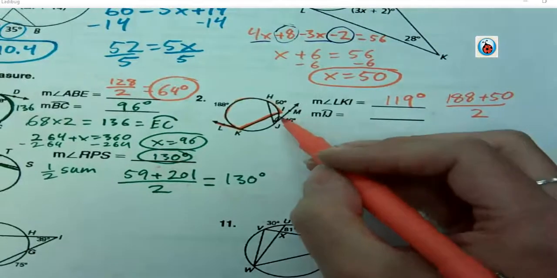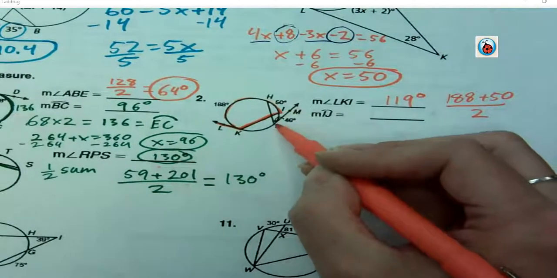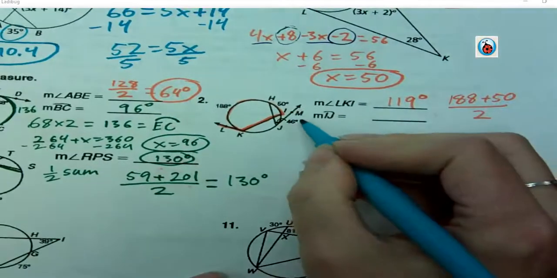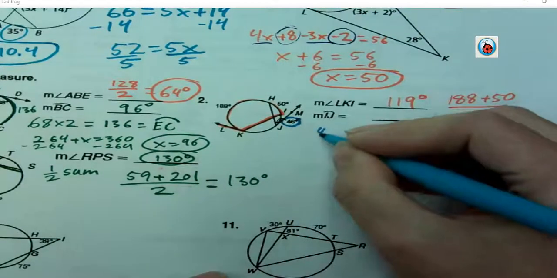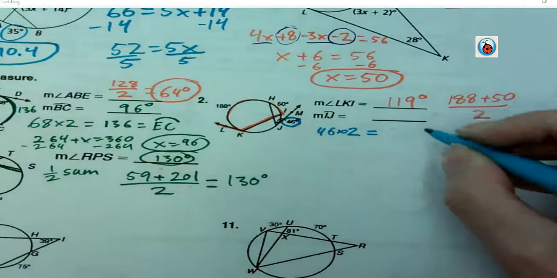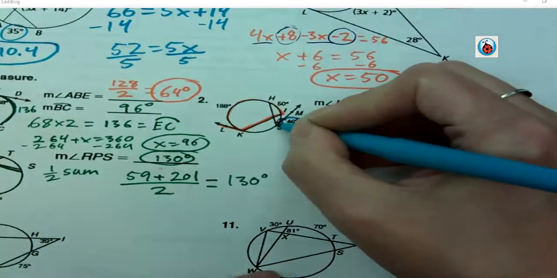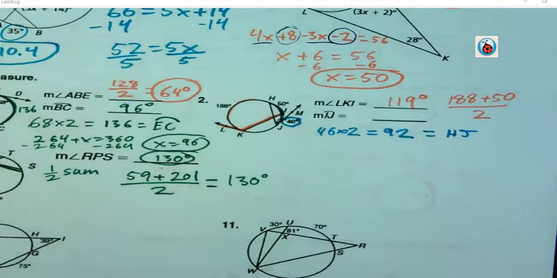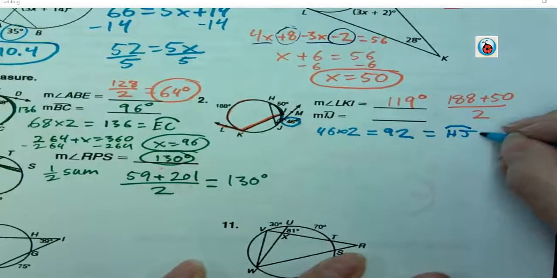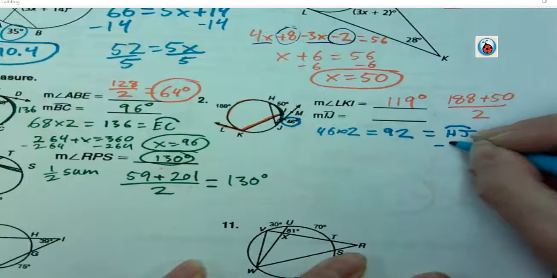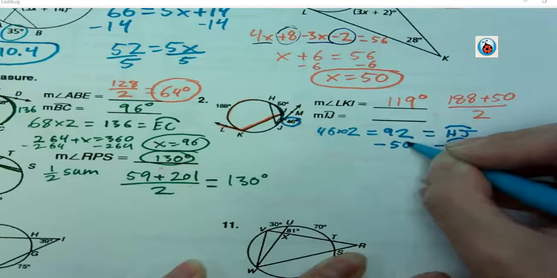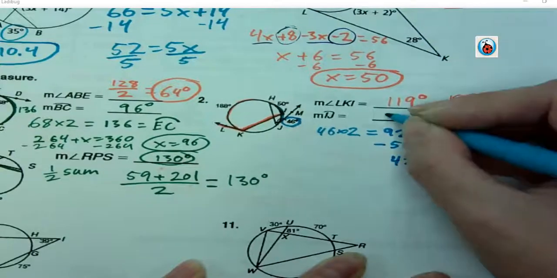Alright, arc IJ is just slightly harder. So IJ, we have this 46. And so 46 times 2 gives us 92. And so 92 is going to give me HJ. And then I just have to subtract the HI that they gave me, which is 50, to get my answer of 42 degrees.